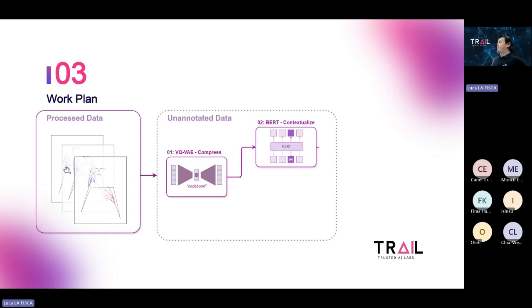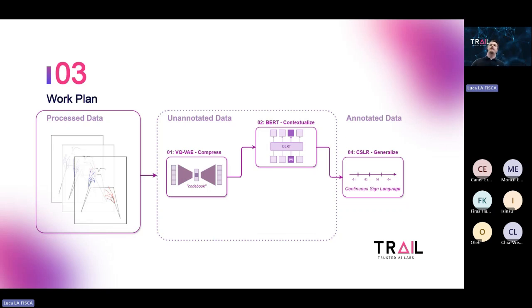So after those two model packages, so compression and contextualization of the data, you can evaluate your representations on a downstream task. For example, in this case, continuous sign language recognition. And so that's really quite a classical pipeline, but that has never been applied to French-Belgian sign language. And there are not so many papers, even in sign language processing, about that pipeline.